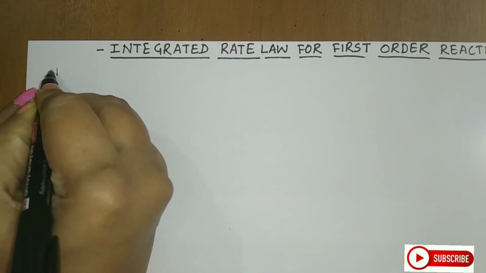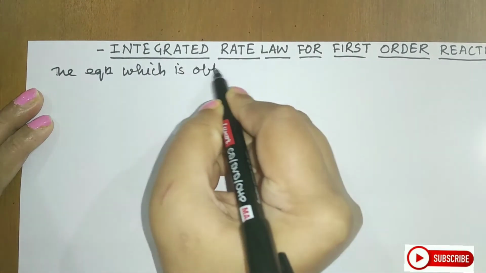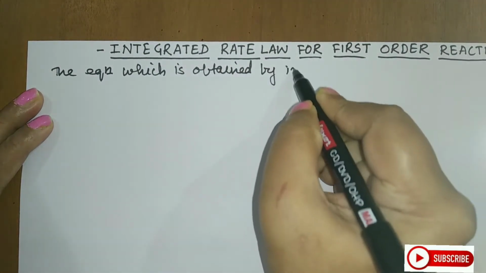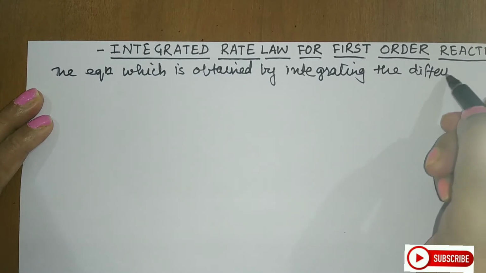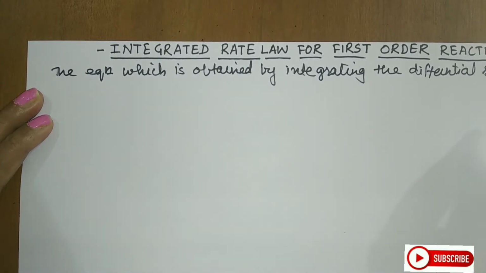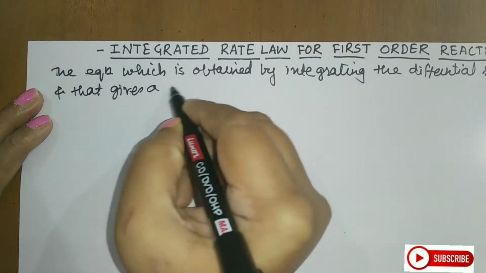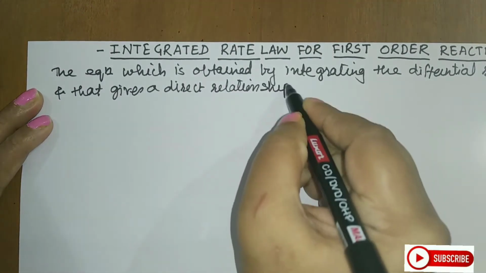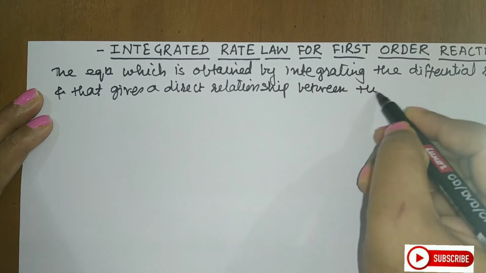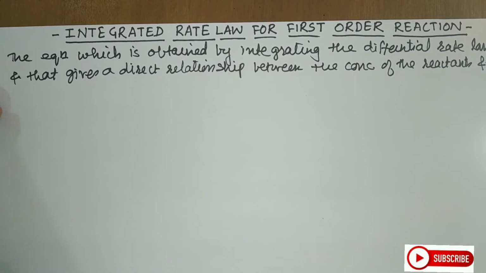So it is the equation which is obtained by integrating the differential rate laws and that gives a direct relationship between the concentration of the reactants and time. So this is what is integrated rate law.